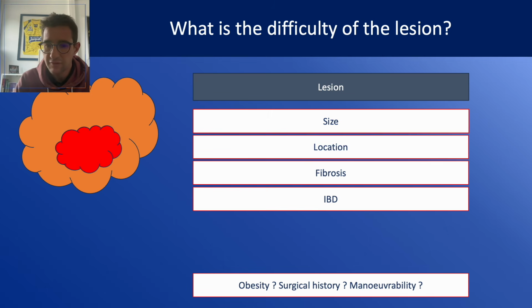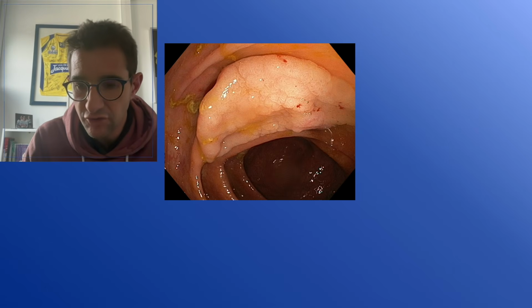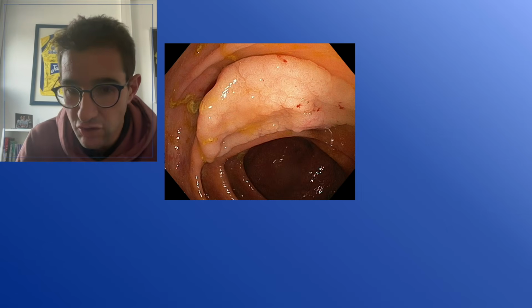Fibrosis is sometimes a nightmare. IBD is very frequently more difficult. And there are other points like obesity, hernia, surgical history, maneuverability from the person who did the colonoscopy before, and last point, the pictures to have a precise evaluation of the lesion and its histology.